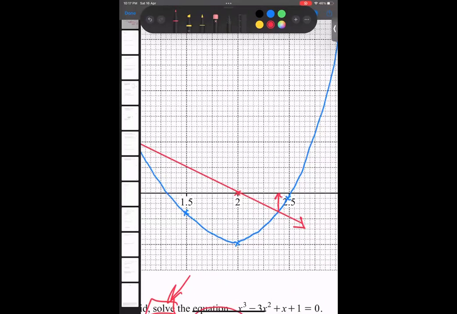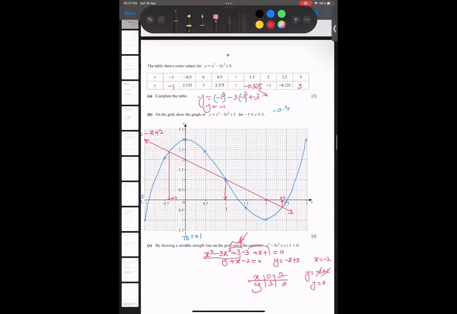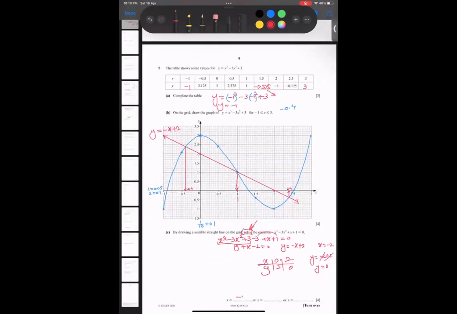This, and 2 box back, 2.4. So we got 3 answers, Alhamdulillah Rabbil Alameen. So I'm writing the answers finally: -0.4, then I got a 1, then I got a 2.4. So Alhamdulillah Rabbil Alameen. These lines are not compulsory to make.